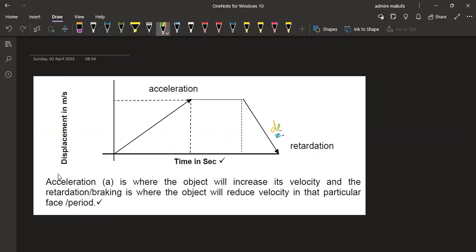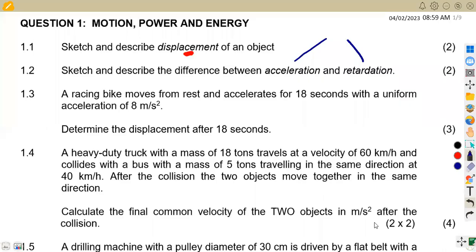So this part, acceleration, is where the object will increase its velocity, and the retardation, that is the braking, is where the object will reduce velocity in that particular phase or period that you're given. So that was it, guys. Let's move on to the other part.